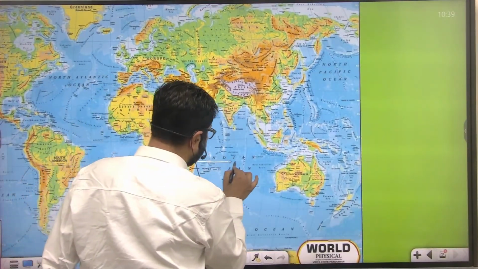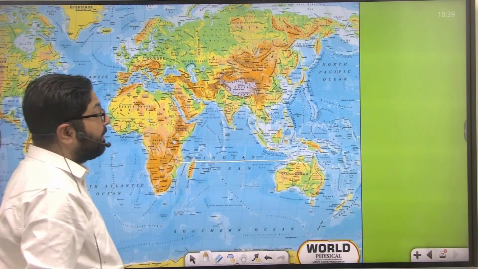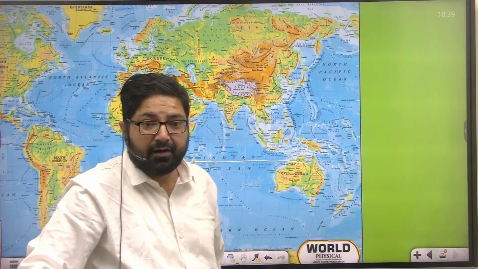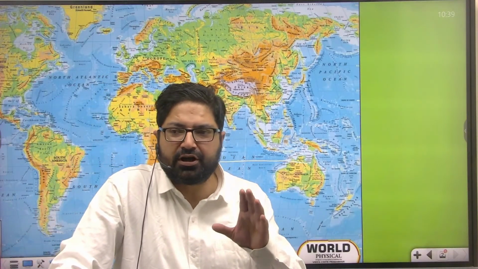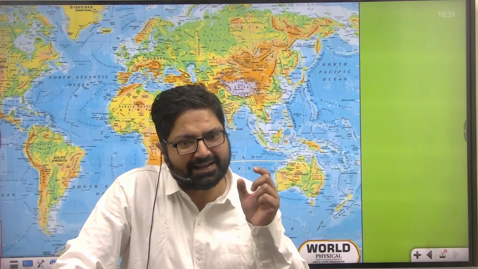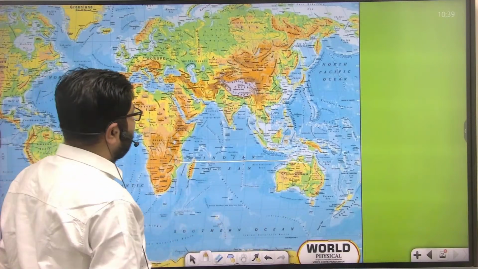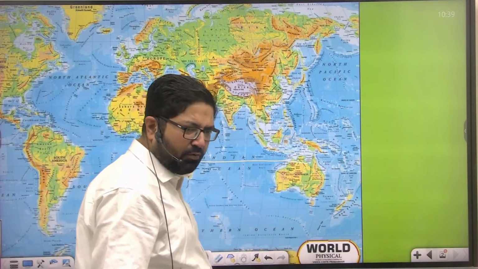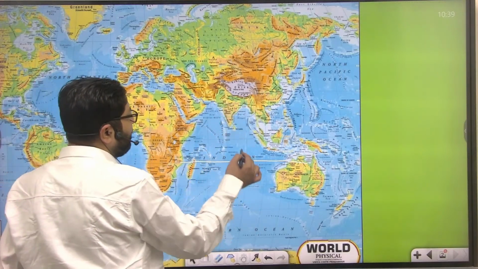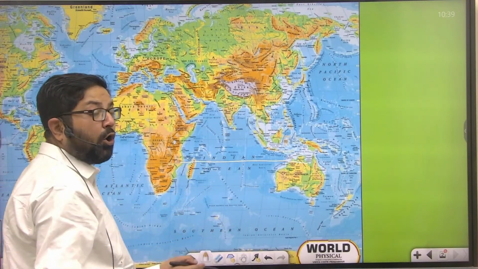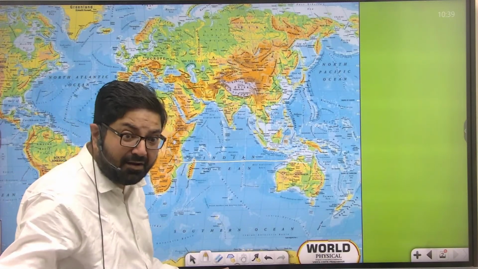This is equator. This is North Indian Ocean. Why? Because of reversal of wind, North Indian Ocean does not have any particular current that exists throughout the year. During winter season, we all know it is winter as of now. During winter season, North Indian Ocean is under the influence of northeast trade winds or northeast monsoon or winter monsoon.